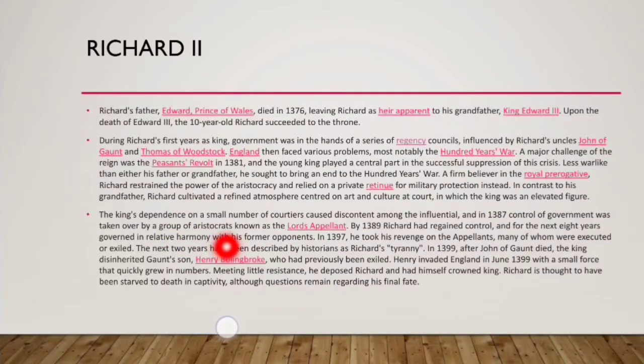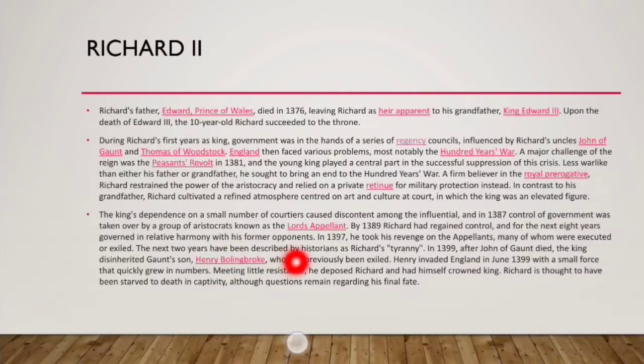Now, somewhat similar history is there in Travancore too, right? We have the Ettuvitil Pillamar who were prosecuted or executed by the king. So similar to that, here again the Lords Appellant were executed by Richard II.